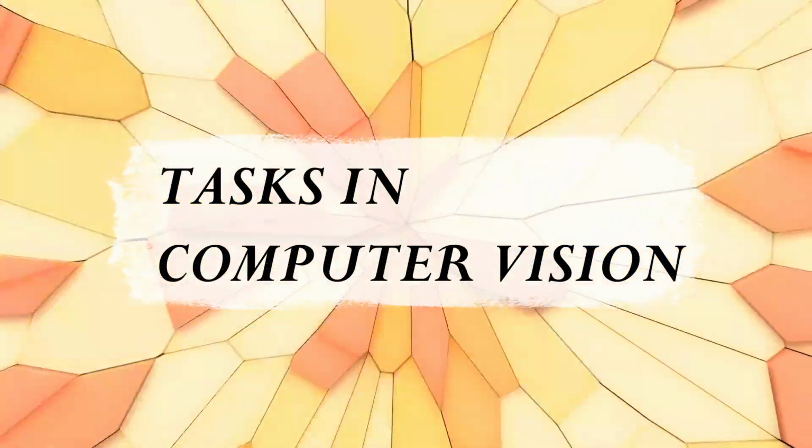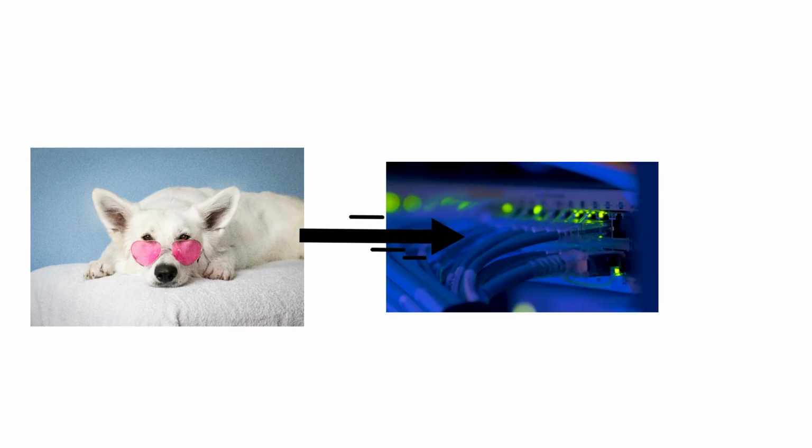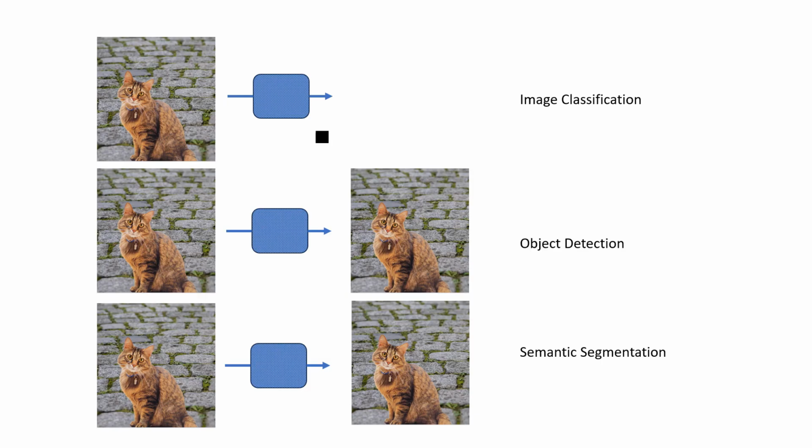In today's video, we are going to see what are the tasks which are involved in computer vision. So whenever a machine learning model is fed with an image, it can do a variety of tasks. Today we are going to discuss some of them and what are the main differences between each of them. So let's say we give this model an image and it tells me that this image contains a cat.